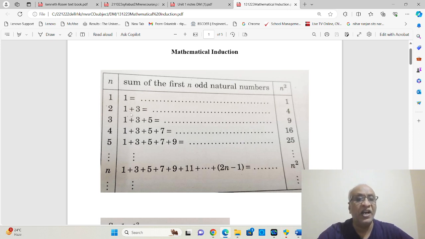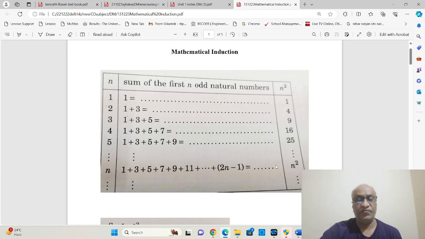Every time we are adding, first there is an odd number, then we take the next odd number and perform the addition, then the next odd number and perform the addition. So this relationship is holding as far as this example is concerned. What is that? If n is my number, the sum of the first n odd natural numbers is n square.